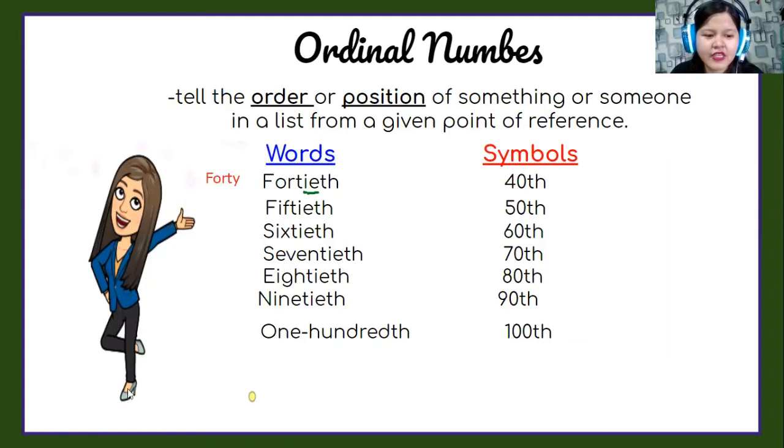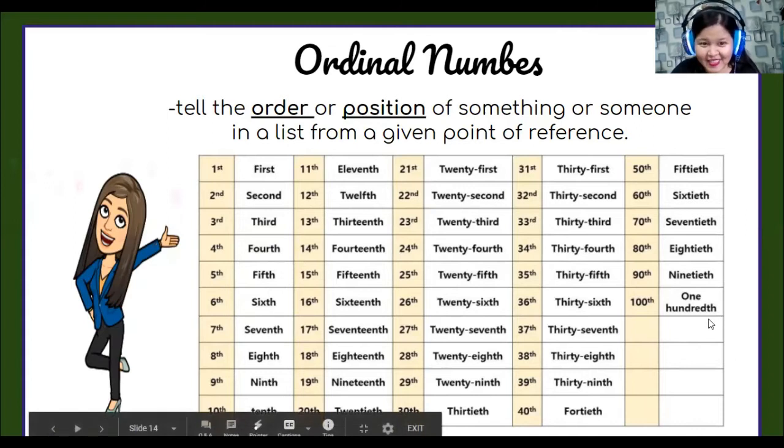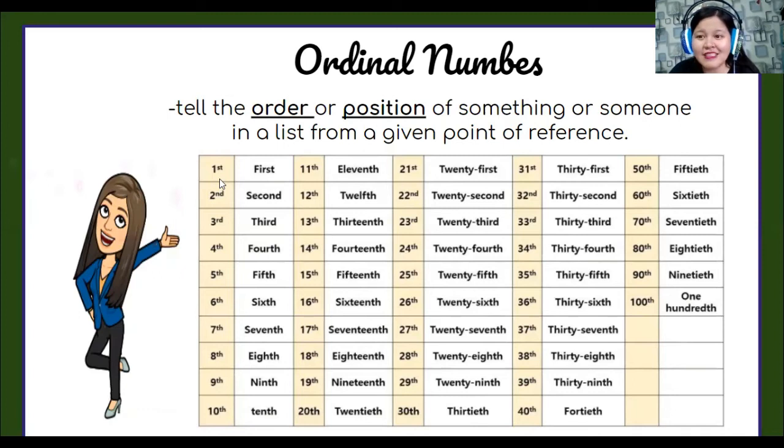Now, we have here numbers from 1st to 100. Don't forget that each ordinal symbol is written by writing first the numeral and then the last two letters of the ordinal word. Here you can see that the ordinal number is written 1 and then ST.